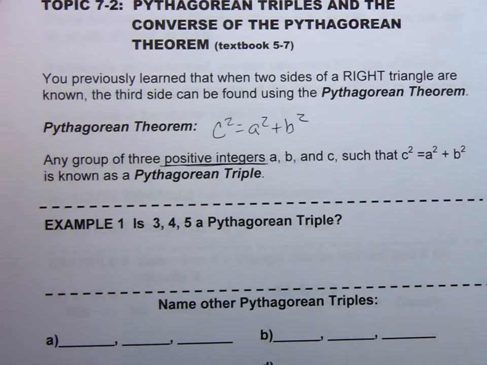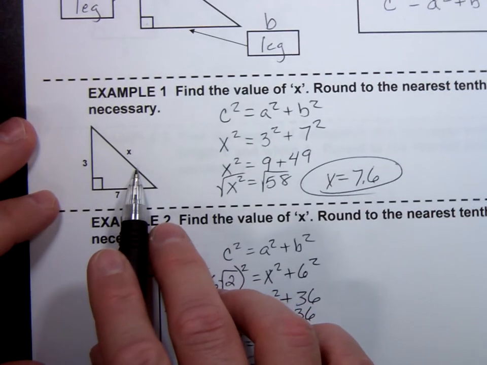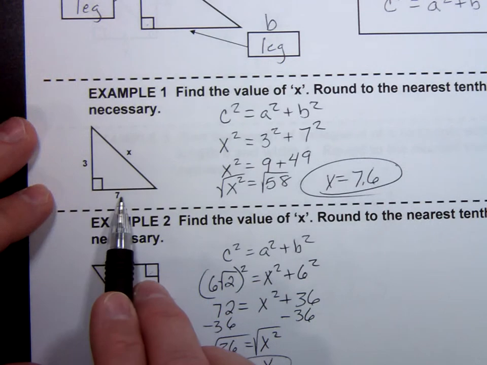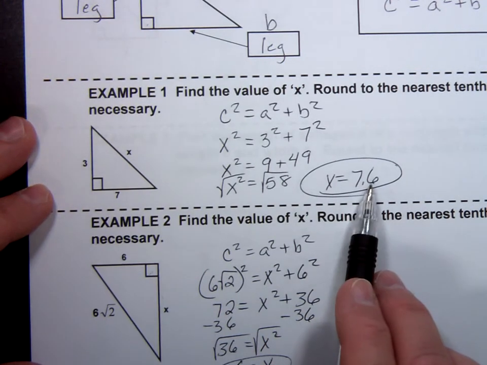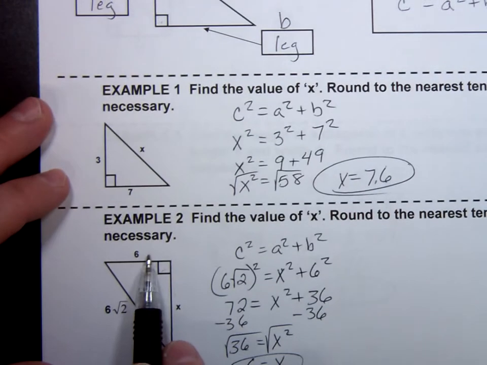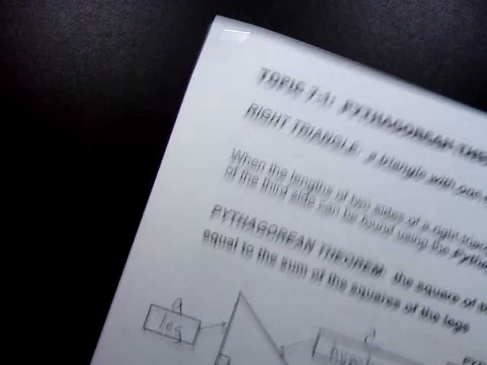So if I'm looking back at the notes from 7.1 and looking at those examples, this triangle would not be a good example of a Pythagorean triple, because while these are positive integers, this is not a positive integer because it's not a whole number. This would not be a good example of a Pythagorean triple because, again, not all positive integers. This is not a whole number.